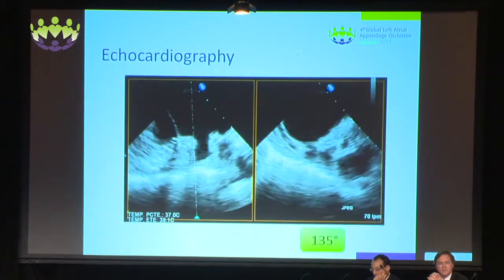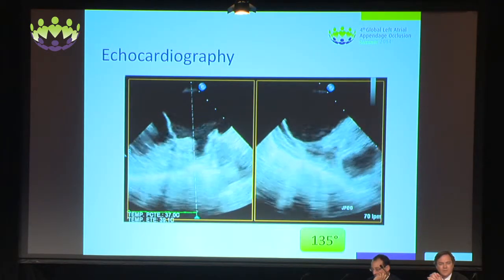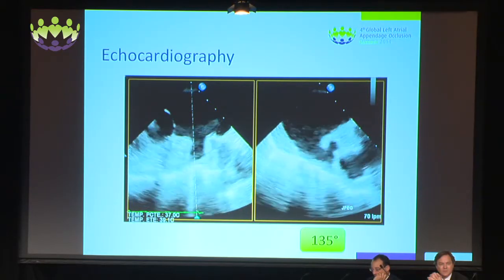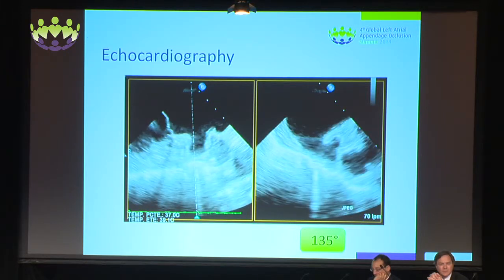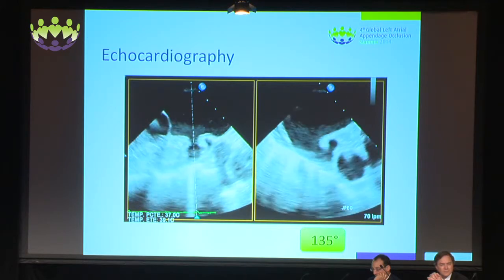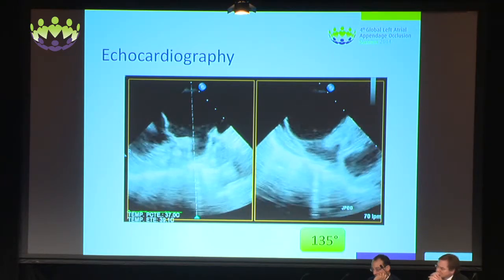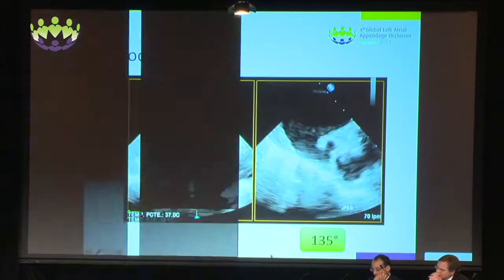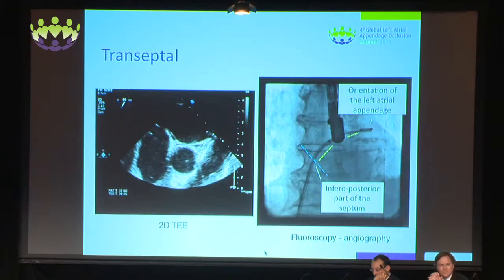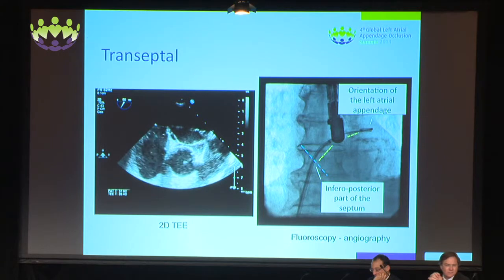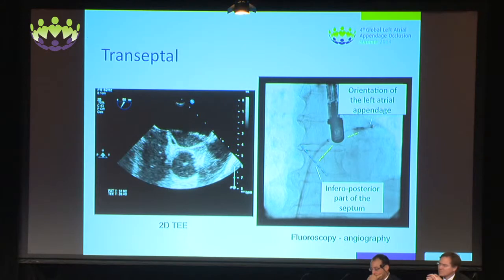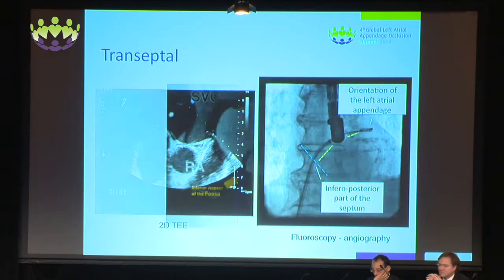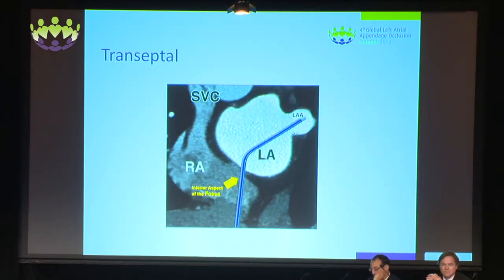Let's begin with the echo. For the echo, I recommend paying special attention to the 135-degree view. This is not a common and useful projection in most cases for ACP, but in this particular morphology it is vital because it's the one projection that can show the bend and its location. Regarding the transseptal, again, we must repeat that it should be inferior and posterior, because this allows the sheath to be moved into the LAA, so into the chicken wing.